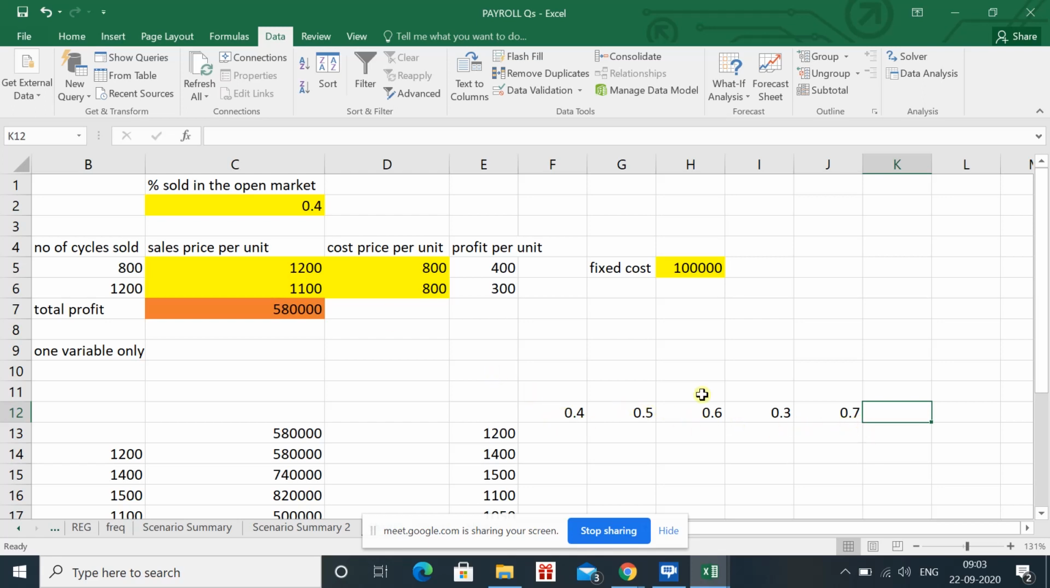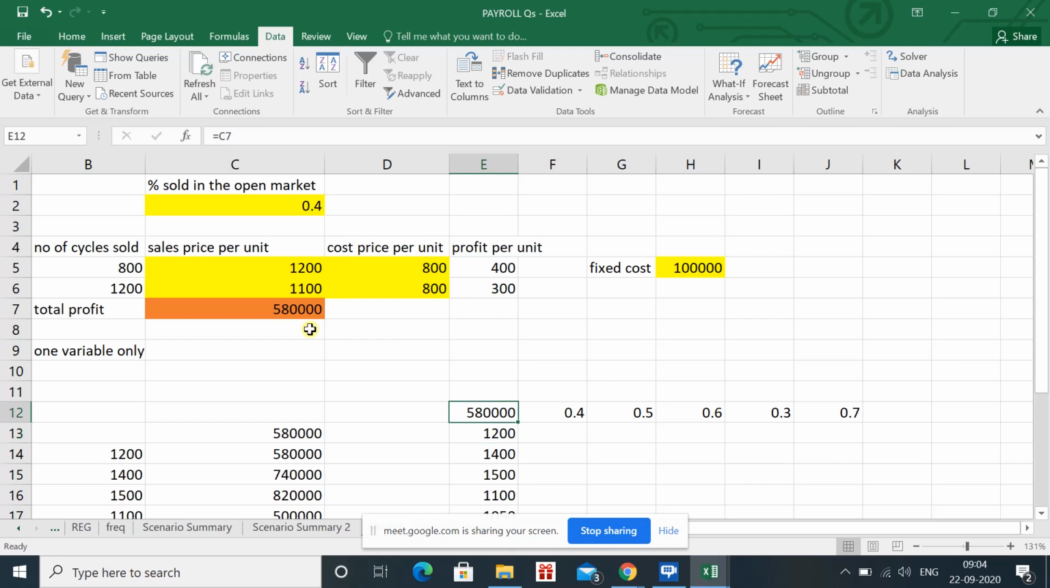So what we are doing, we are changing two variables and we have multiple inputs. This means we have to apply the data tables. And here also we have to give some reference. What will be the reference? The reference will be C7, where we have written our profits. So here we have applied some formula. It will take that formula if you write equal to C7.